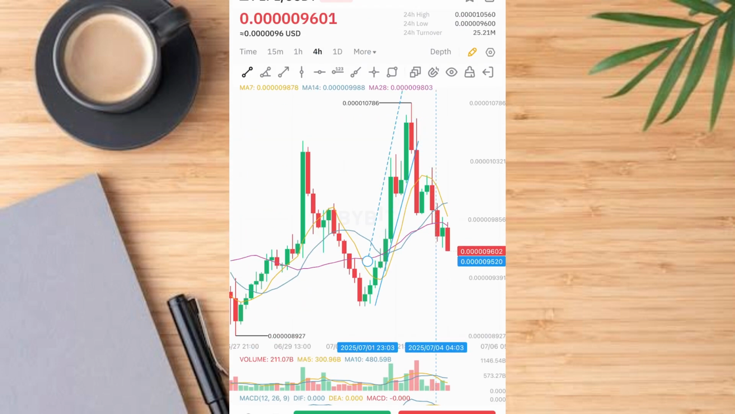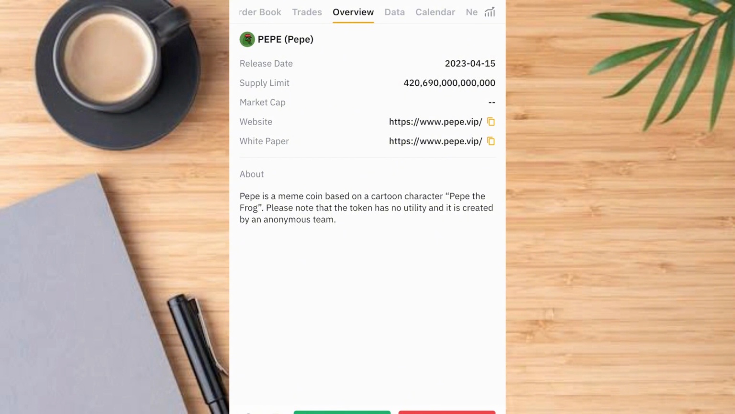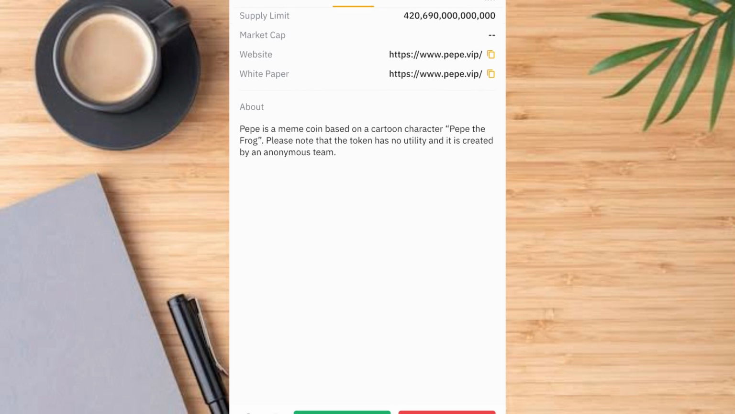The next one is overview. If you tap on the overview, this will give you the overview of the token you are about to trade, that you want to trade. The first one is release date. This token was released in 2023. You can see on 15th of April. Then supply limit, you have it here. Then the market cap will come up here. Then you have some information about that token.